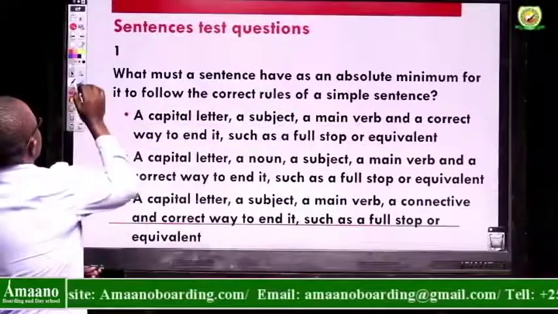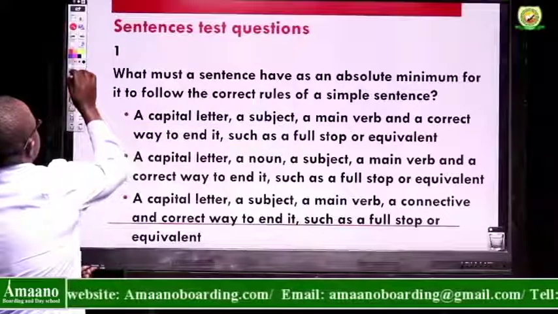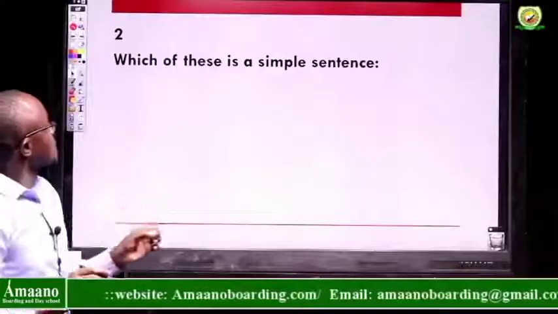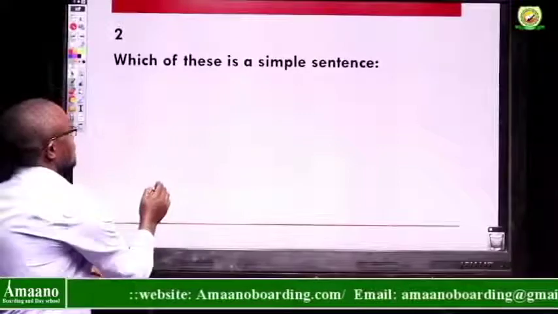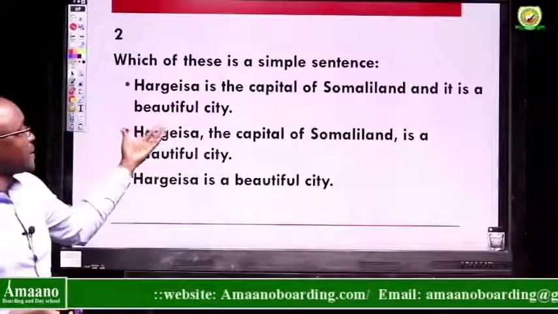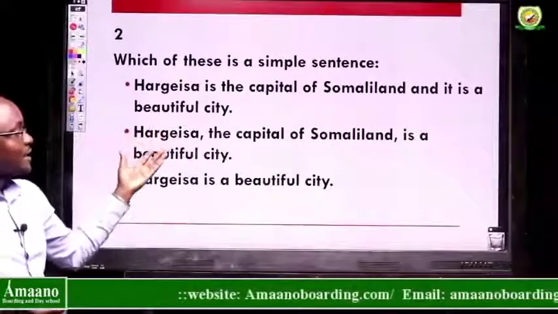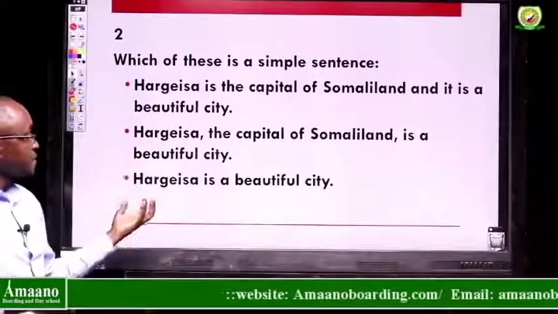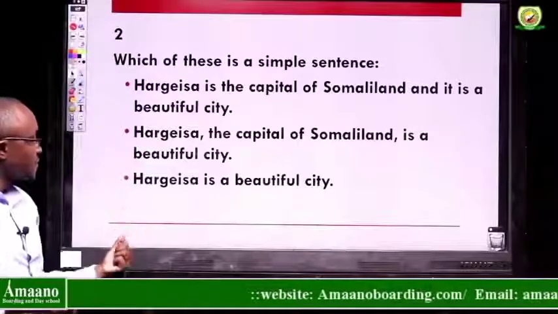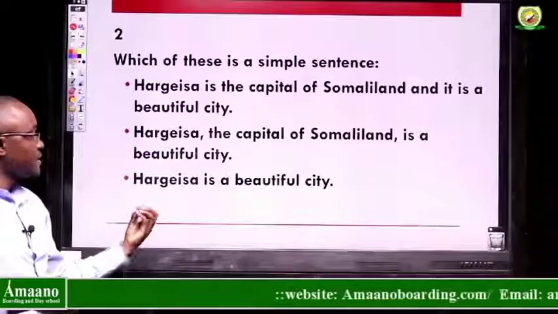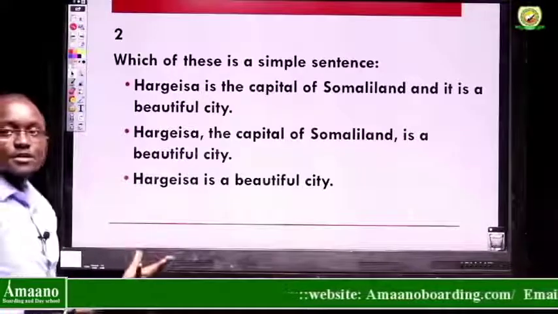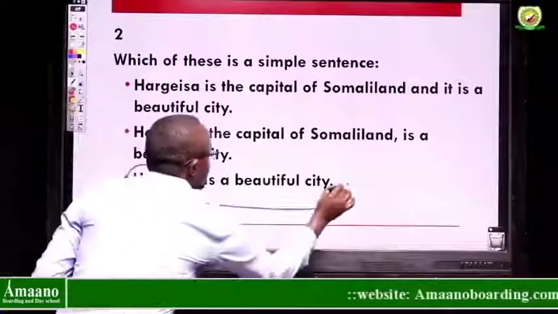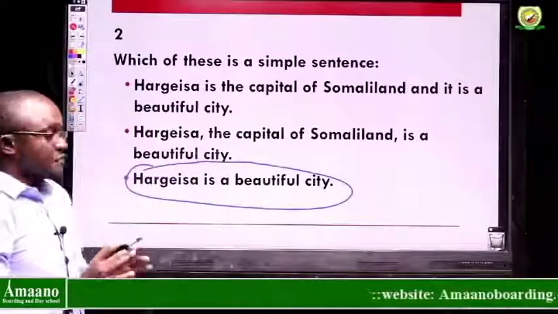Okay, so second, which is last but not least here, which of these is a simple sentence? Okay, so one, Hargeisa is the capital of Somaliland, and it is a beautiful city. Two, Hargeisa, the capital of Somaliland, is a beautiful city. Then last, Hargeisa is a beautiful city. So which is a simple sentence? So this is exactly the answer here. Hargeisa is a beautiful city.